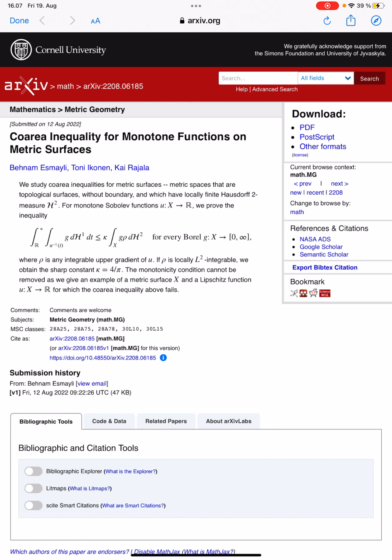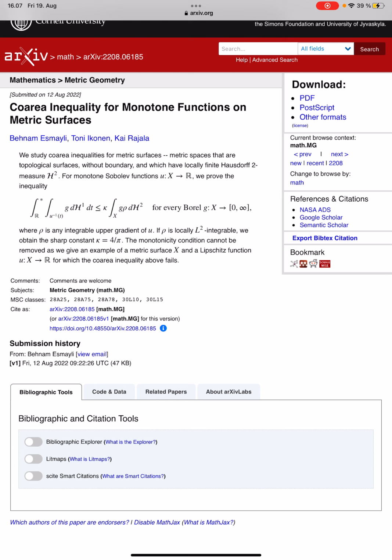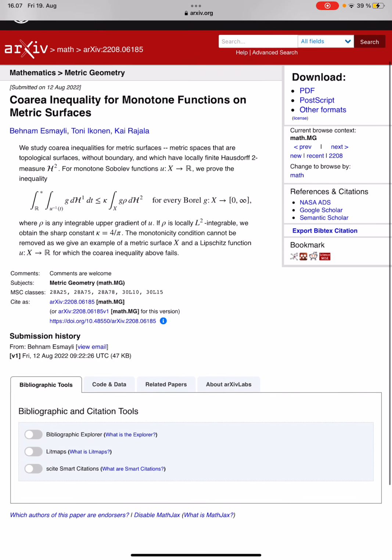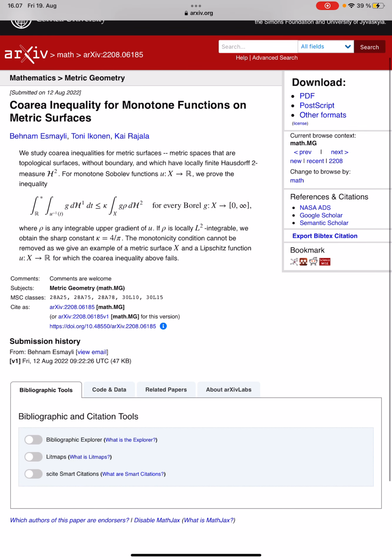In this paper, we prove the Coarea inequality for monotone Sobolev functions on metric surfaces. I'm not going to get into details of any of them, but that adjective monotone means maybe the Coarea inequality does not hold for non-monotone Sobolev functions. And that is in fact the case. We illustrated this in the paper by constructing a concrete example of a metric surface and a function on it that is not monotone and does not satisfy the Coarea inequality.